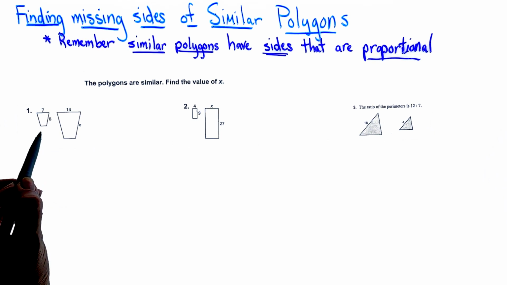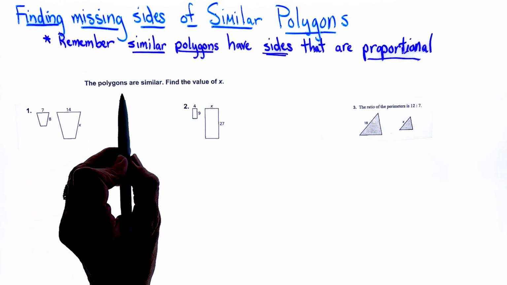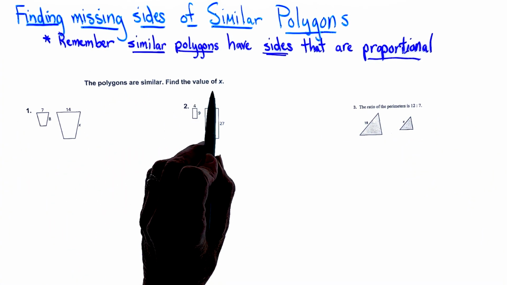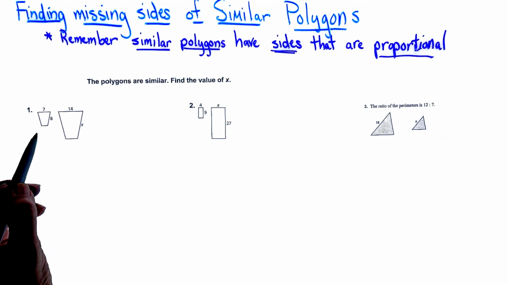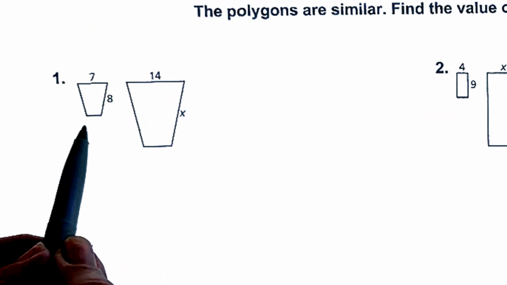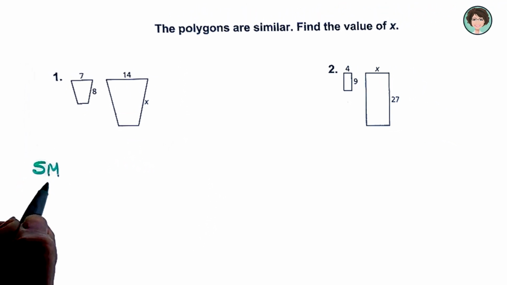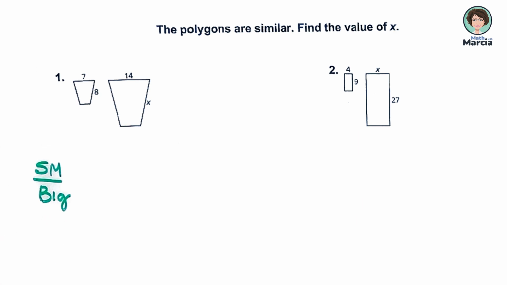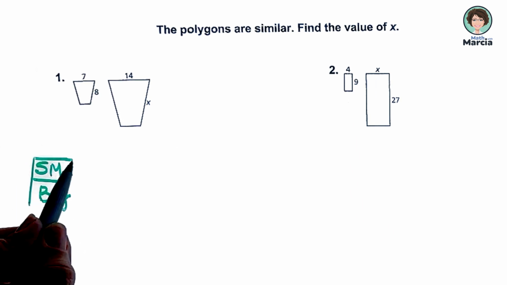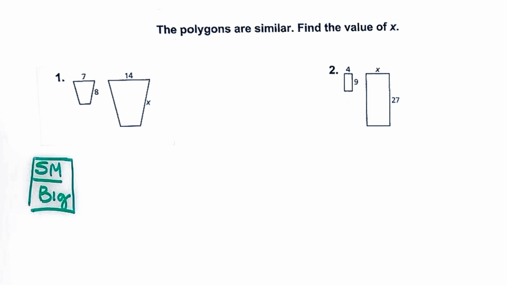So in number one, they're telling us that our polygons are similar, and they want us to find the value of x. I see that I have a small and a larger polygon. So this is my brain setting up my thinking to make sure I put my values in the right place. Now with small written over big, I know that every value for the numerator will represent the small shape, and every value for the denominator will represent the bigger shape.